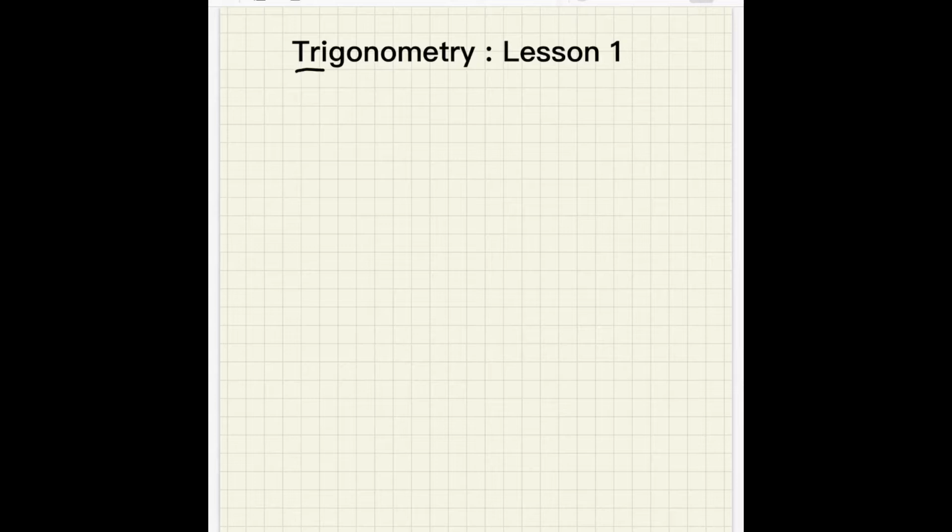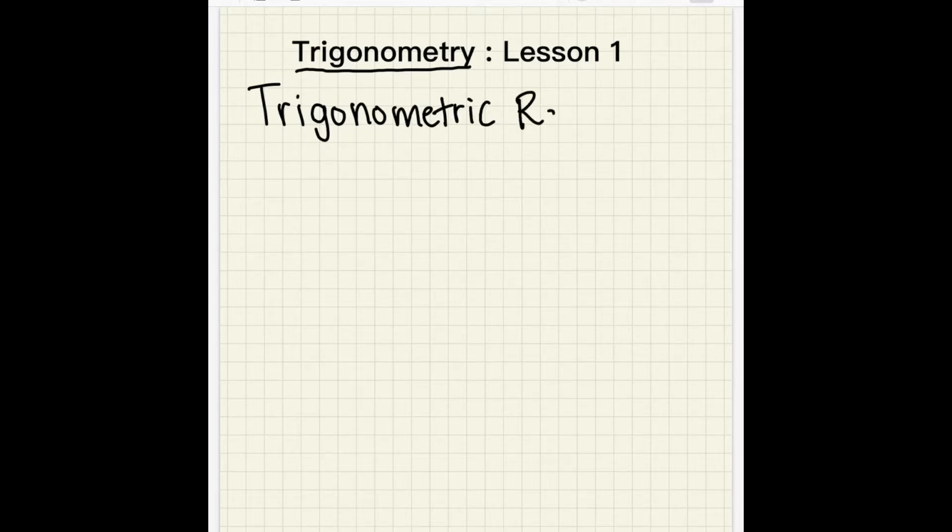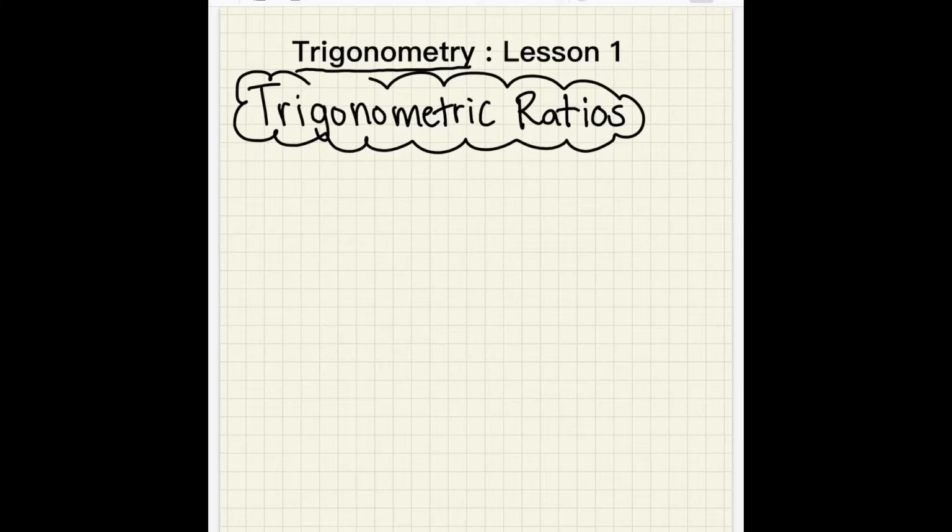Okay, now, I'm going to be very straightforward with this. When we're talking about trigonometry, we can't actually do anything without knowing these things called trigonometric ratios. Make sure to write this down. It's actually very, very, very important. Now, it's not going to make sense to you right now. I'm telling you right now, just follow along with me, okay?